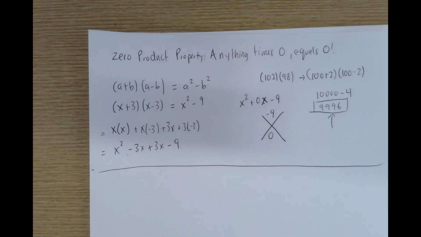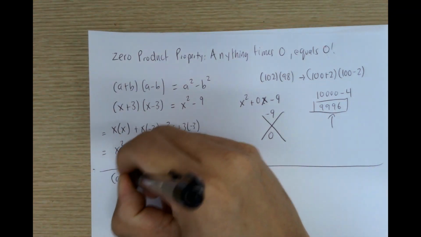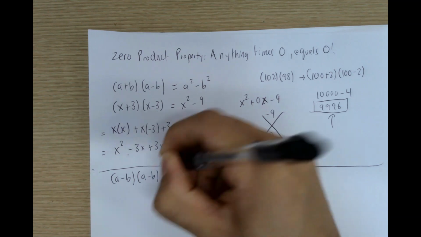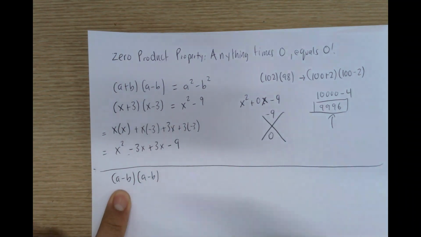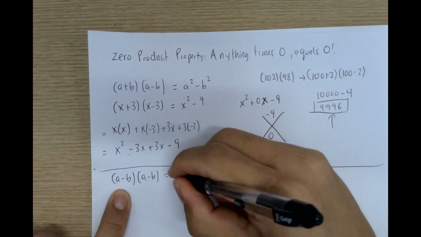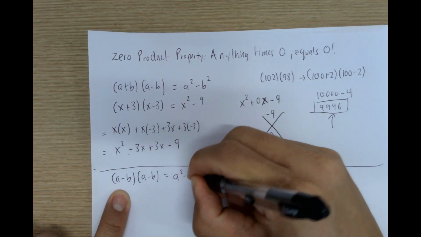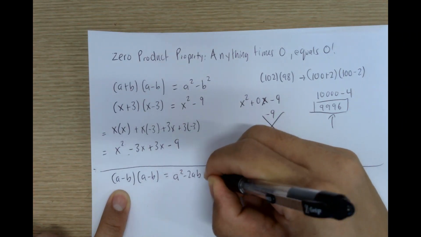Okay, the second product is if we have (a minus b) times (a minus b). Essentially we have the same thing twice. This is always going to equal a squared minus 2ab plus b squared.